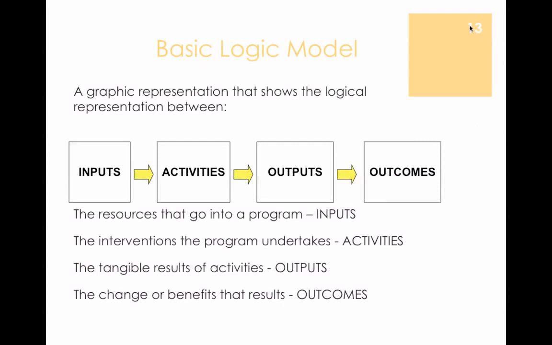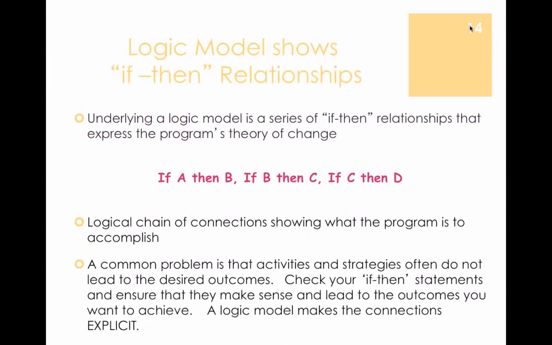Now, key phrases in this part are logic and model. With the logic piece, it means that it makes sense and it flows from one component of the logic model to the other one. And the best way to look at it, a logic model shows a series of if-then relationships. And they tend to be, if I implement this a certain way as intended, it's going to lead to a desired outcome. And we'll talk about that shortly.